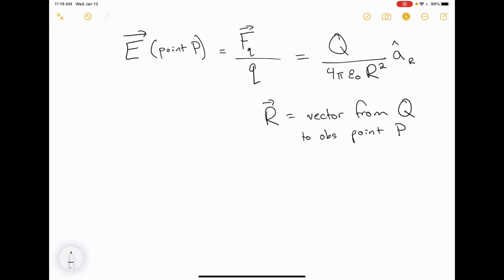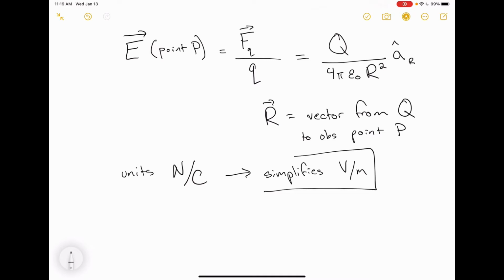The units of this electric field are newtons per coulomb, which simplifies to volts per meter. That's kind of wild, but you'll see more about why that's true in a later chapter. Usually we actually end up using volts per meter. Nobody ever refers to an electric field as newtons per coulomb, but that's what the two things simplify to.